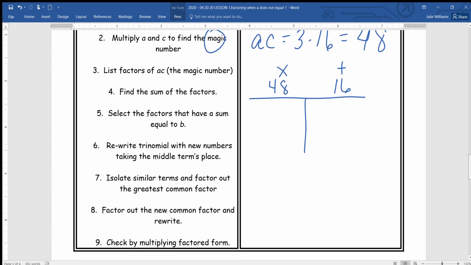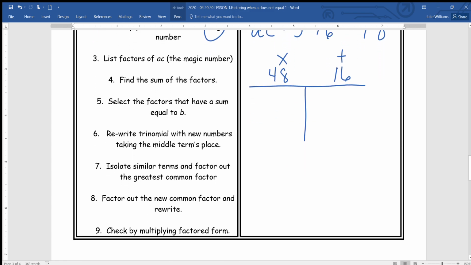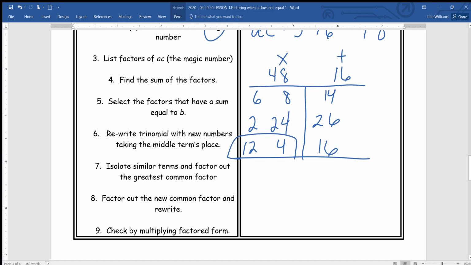Okay, so you're probably thinking 6 and 8. Well, that's 14. That doesn't work. Okay, so then 8 and 6, well, obviously 14. 2 and 24, that's 26. Here we go. 12 and 4 multiply together to equal 48, but add together to equal 16. So these are the two that I want to use.